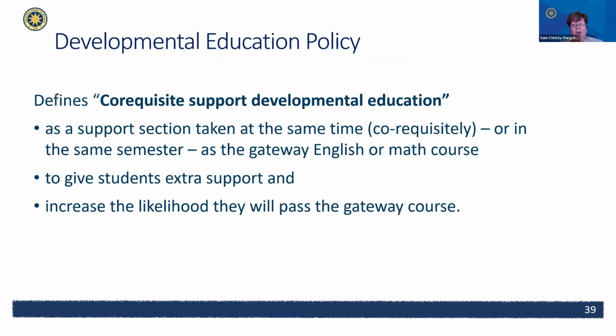Policy also defines co-requisite support developmental education as a support section taken at the same time or in the same semester as the Gateway English or Math course. It gives students extra support and increases the likelihood that they will pass that Gateway course. A lot of you have these courses presented as combination courses or supplemental sections. Often they're called college algebra with review or something like that. Students spend extra time in the course and are presented foundational content that they need to grasp the concepts in the Gateway level course.